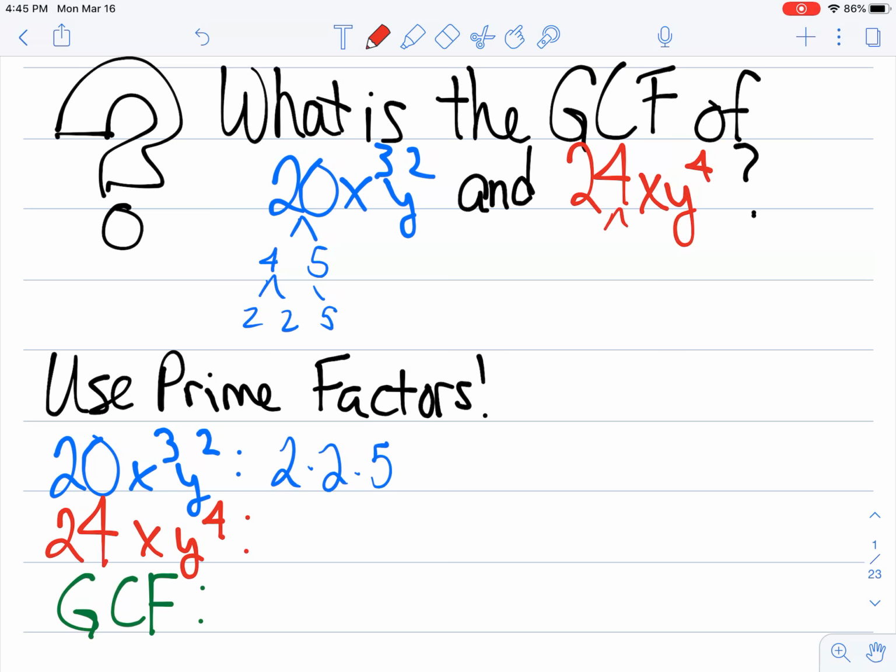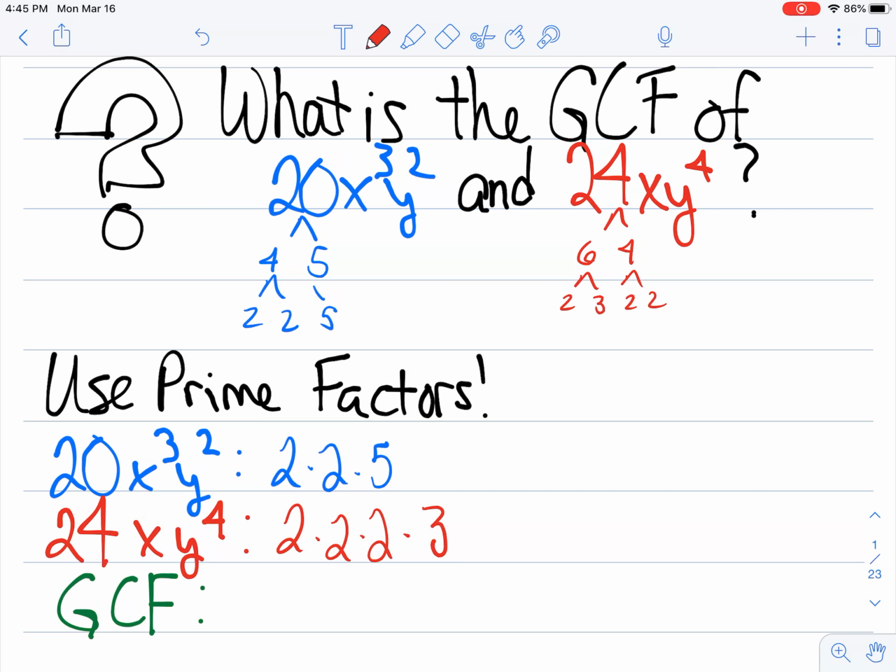Then we're going to do the same thing over here for 24, and we're going to break it down again. I'm going to use 6 and 4 this time. Neither of those are prime, so I'm going to split them up again. So this is 2 and 3 and 2 and 2. And this then becomes 2 times 2 times 2 times 3.